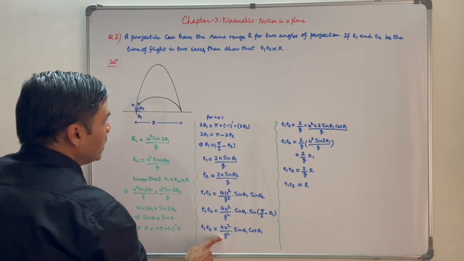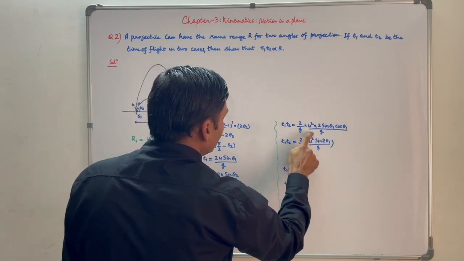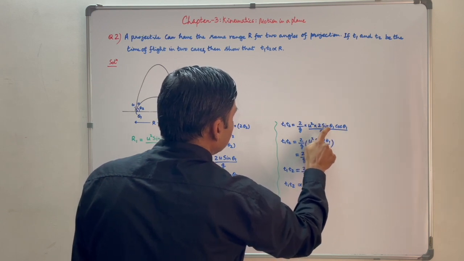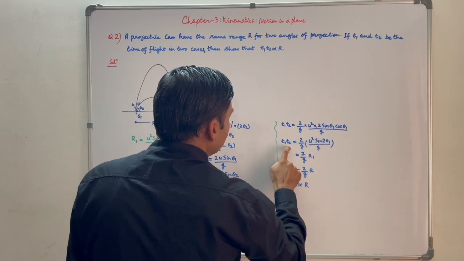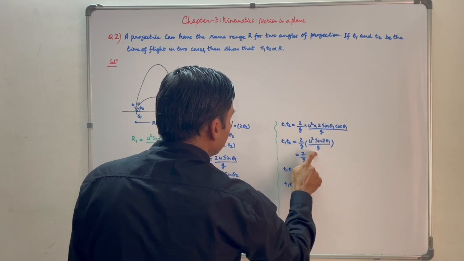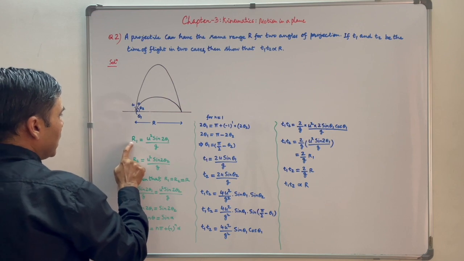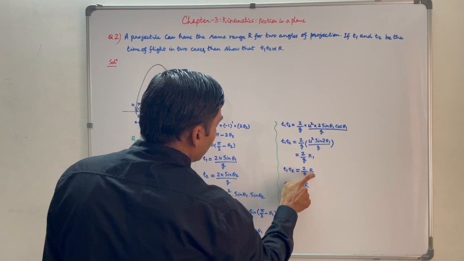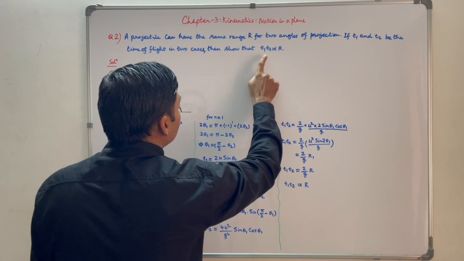Now it can be broken as T1 T2 is equal to 2 by g into u square into 2 sine theta 1 cos theta 1 upon g. 2 sine theta 1 cos theta 1 is equal to sine 2 theta 1. So T1 T2 is equal to 2 upon g into u square sine 2 theta 1 upon g, and u square sine 2 theta 1 upon g is equal to R1, and R1 is equal to R. So T1 T2 is equal to 2 upon g R. So T1 T2 is proportional to R, hence proved.